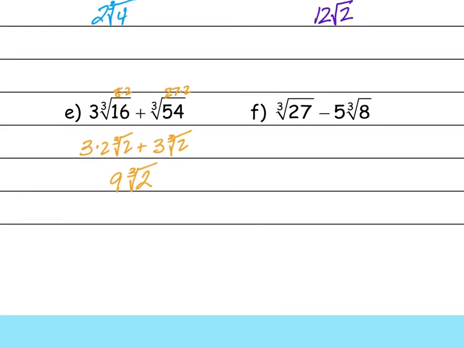Same thing here, right? It's still a cubed root again. So I have the cubed root of 27 is 3 minus 5 times the cubed root of 8 is 2. So 3 minus 10 equals negative 7. Wow. Okay. Are there any questions? Are you okay with that?